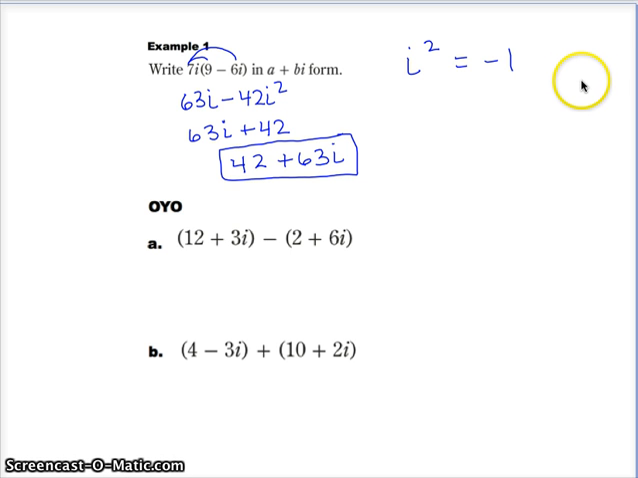You try a couple examples and then check your answers. You should have gotten 12 minus 2, which is 10, 3i, and remember we need to distribute this negative, 3i minus 6i, which is -3i. So again, we're really just combining like terms here. In the second example, we combine the 4 and the 10 to get 14. -3i and +2i become -i. That was easy. Ha! Moving on to the next examples.